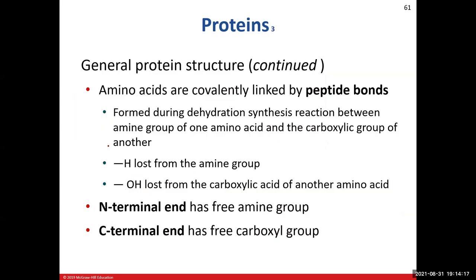Now, when we start attaching amino acids to one another, we're going to create covalent bonds. And we give a special name to these types of bonds. You need to know this, peptide bonds. Okay, so when you stick two amino acids together, one amino acid is going to lose a hydrogen, and the other amino acid is going to lose a hydroxide group, an oxygen and a hydrogen. Well, because of that, the byproduct for that reaction is water. So we call that dehydration synthesis reaction.